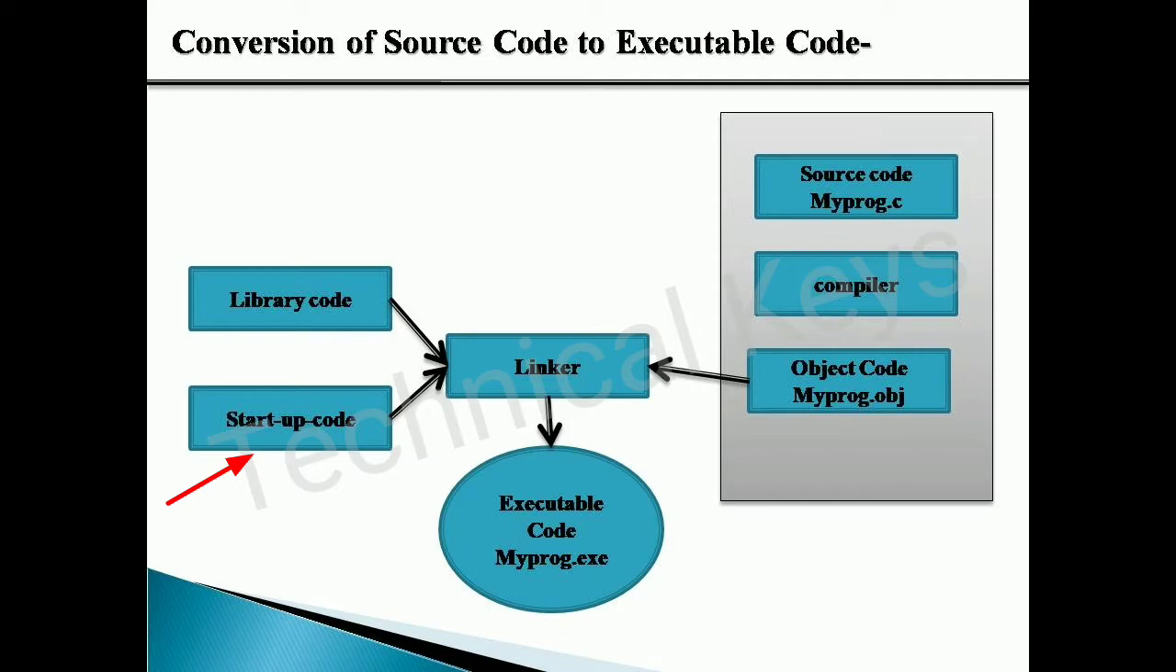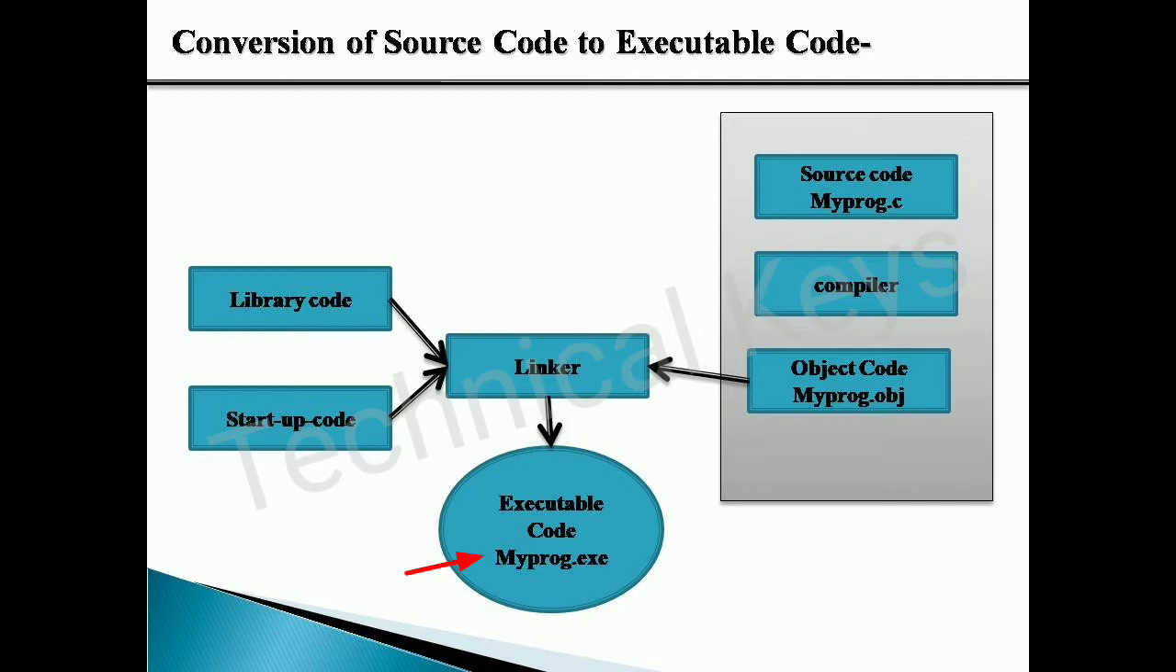The startup code is nothing but the interface between my program and the operating system. That is called the startup code. I need a certain interface, so whatever this startup code is, it will act as an interface between my program and the operating system. Similarly, library codes are certain library routines that I need for this ones and zeros file to be in run mode. So I need this library code to make this ones and zeros file into an executable file.